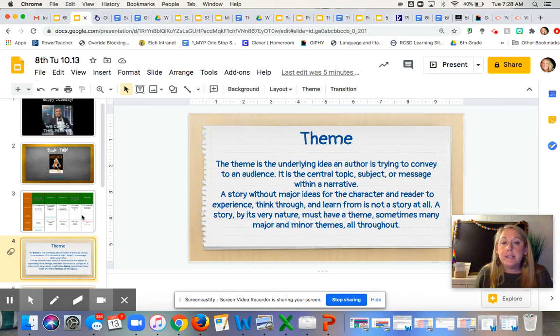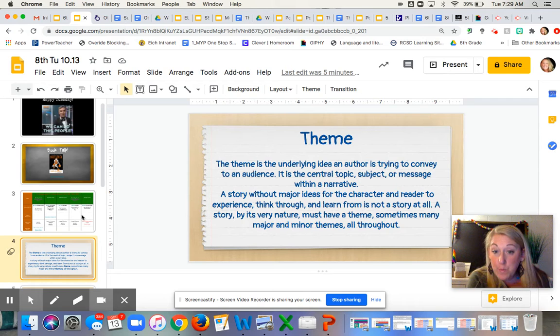All right, so what is theme? A theme is the underlying idea an author is trying to convey to an audience. It is the central topic, subject, or message within the narrative. Okay, so when you are reading an informational article or something like that, you have a main idea. Theme is kind of like the main idea of a story, of a made-up story or a narrative. Okay, so that is the theme.